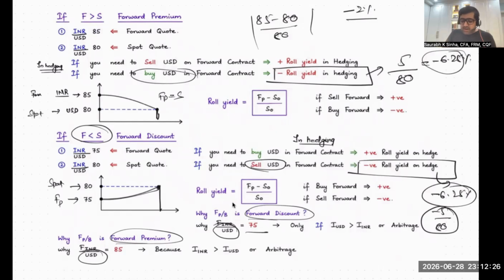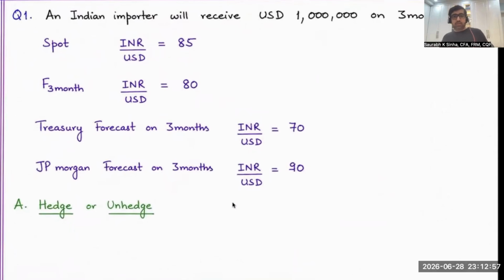Why does USD generally trade at forward premium? Because we all know that the interest rate in India, or INR interest rate, is always higher than the interest rate in USD. However, in any scenario, if you see that the USD is trading at a discount, it can only happen if the interest rate in USD becomes higher than the interest rate in INR. Otherwise, arbitrage will happen. Okay. Now, let's look into this question and try to think as a risk neutral and a risk averse person or investor or portfolio manager whether you will hedge or not.